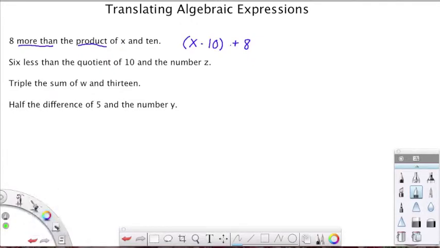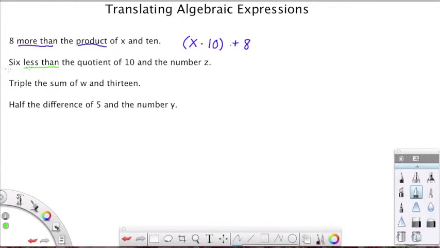Let's try green. Once again, let's read it first. It says 6 less than the quotient of 10 and the number z. Now first of all, I see less than, okay, less than what? I think we all identify less with taking away. If something is hopeless, it's without hope. If something was useless, it's without use. Hope and use have been taken away, okay? So less means you're taking something away. And what are you taking away?